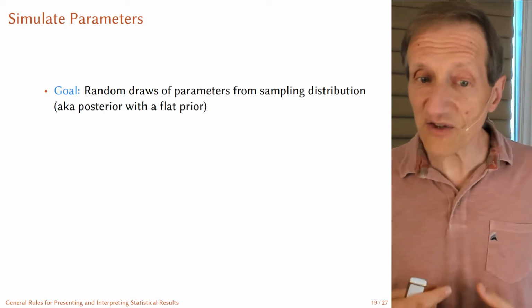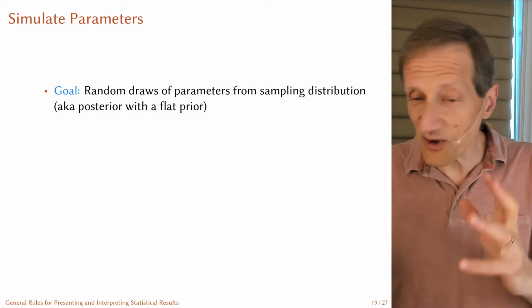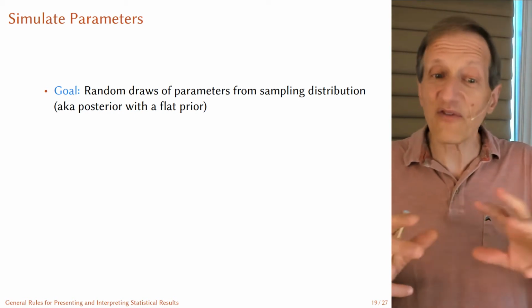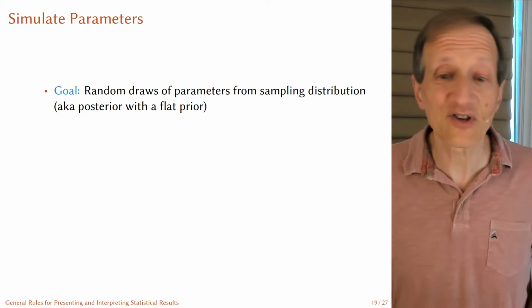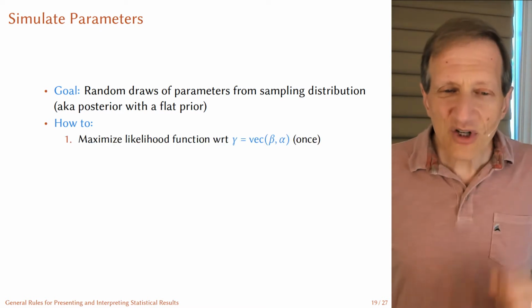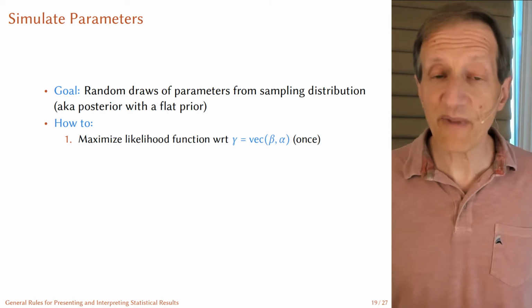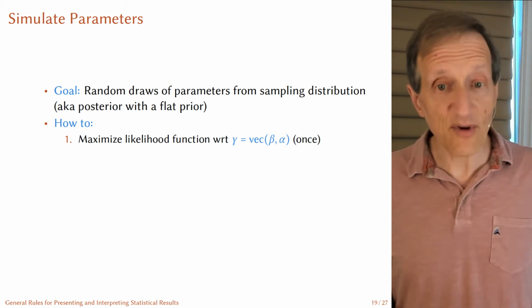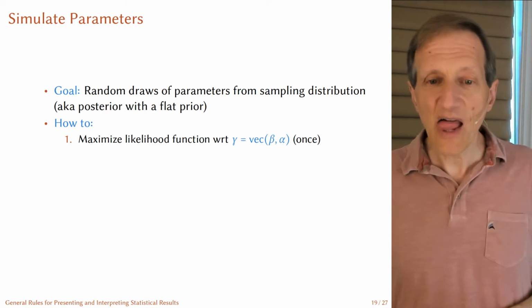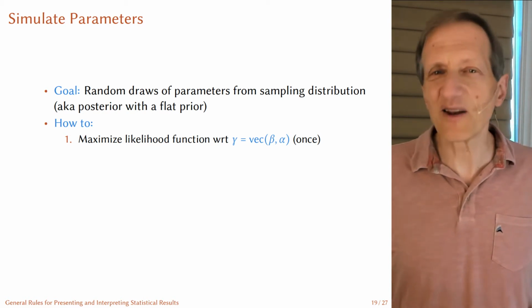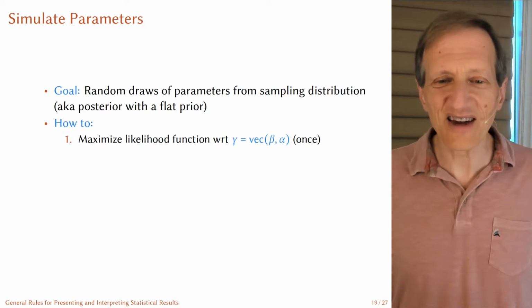So the goal is random draws of the parameters from a sampling distribution. Other words for a sampling distribution are a posterior under Bayesian analysis with a flat prior. Okay, so same thing. How to do this is we're going to maximize the likelihood with respect to all the parameters, alpha and beta, which I'm going to just vec, which means stack them up and put them in one Greek letter so that we only have to talk about one Greek letter rather than 2. So we're going to stack them up and call them gamma.